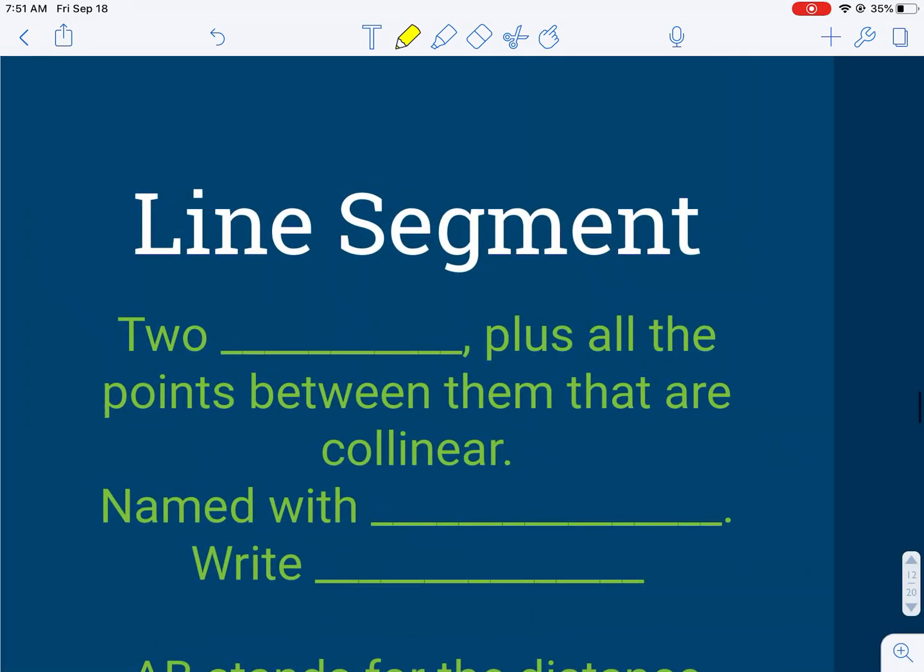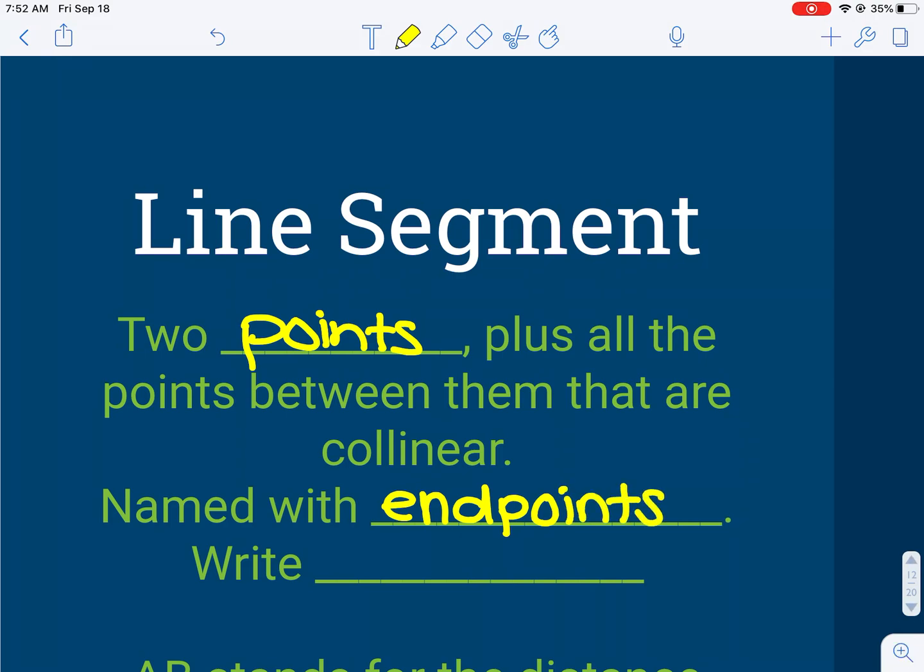A line segment is 2 points and all the points in between them. I name them with the endpoints. So I can't pick any ones I want. I have to pick the endpoints. And I'm going to write it the exact same way I did with my line, but instead of doing the little baby arrows, I leave them off to show, hey, this is not an infinite piece of spaghetti. This piece of spaghetti has a start and an end.